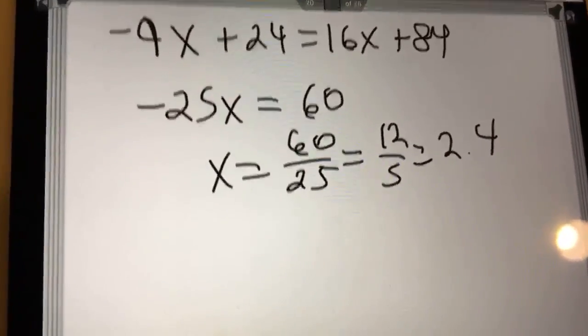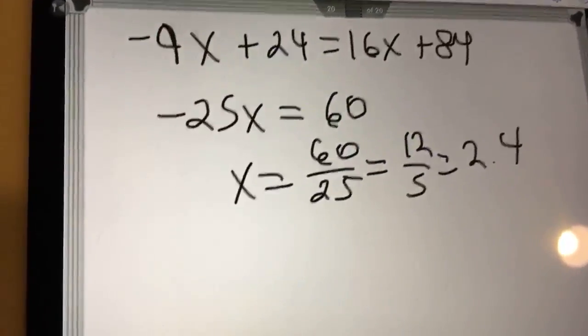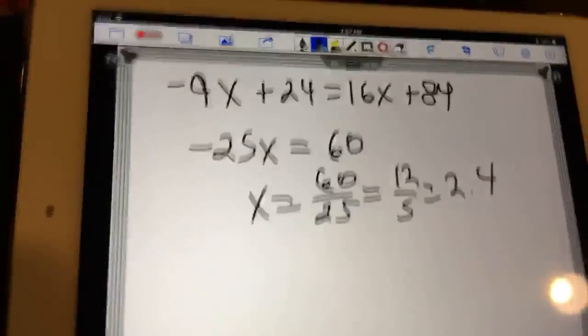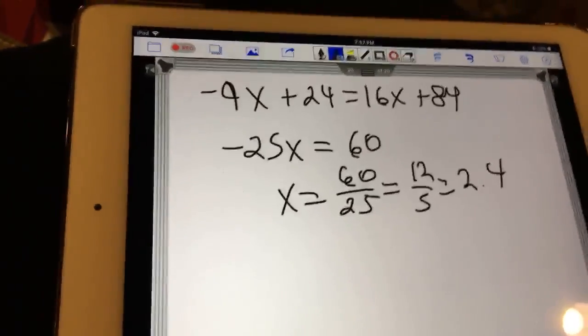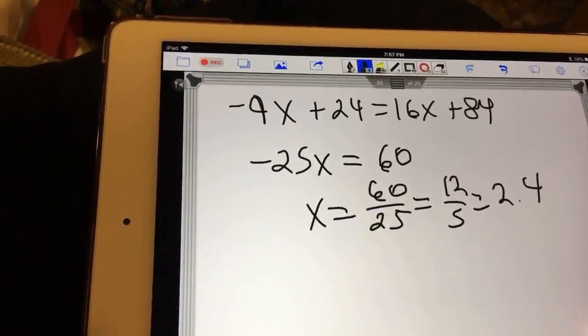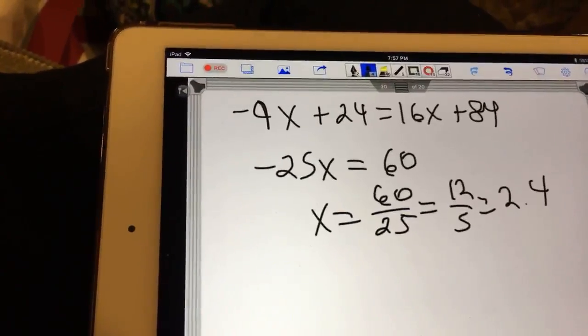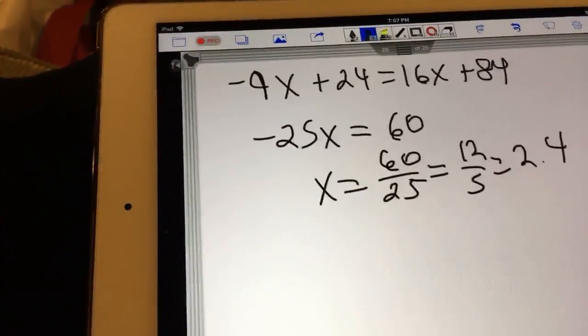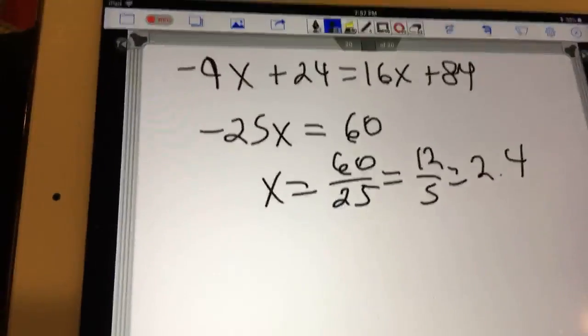So if x is 2.4, then I plug that into one of the two lines, and it does not matter which. You could use the distance formula to find the distance between 2 points on a line, but not to find the distance between two lines, because it's got to be the shortest distance.